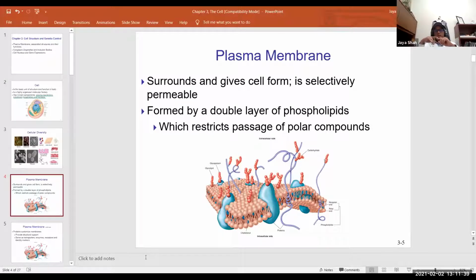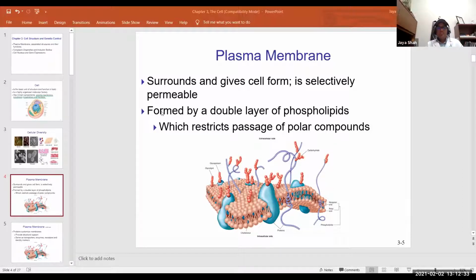Again, the plasma membrane is heavily made up of phospholipid. And that's why fat-soluble substances are easily passed through the plasma membrane, whereas water-soluble substances, that is called polar substances, have a hard time passing through this membrane, okay? It is formed by a double layer of phospholipid, which restricts passage of polar compounds, but allows non-polar compounds, which are lipid-soluble compounds, easily.